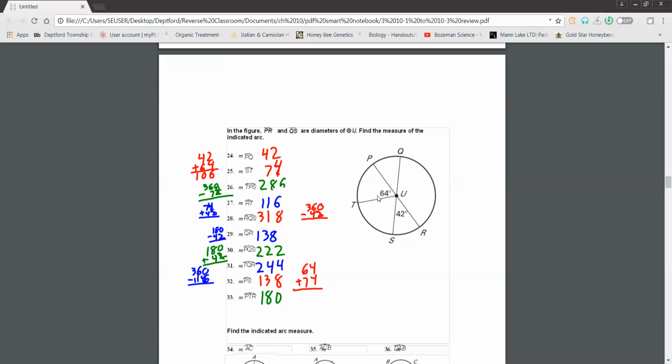On TPS, it comes around this way. It's everything except this thing that I just solved for. So I did 360 minus that 74. That got me to 286.